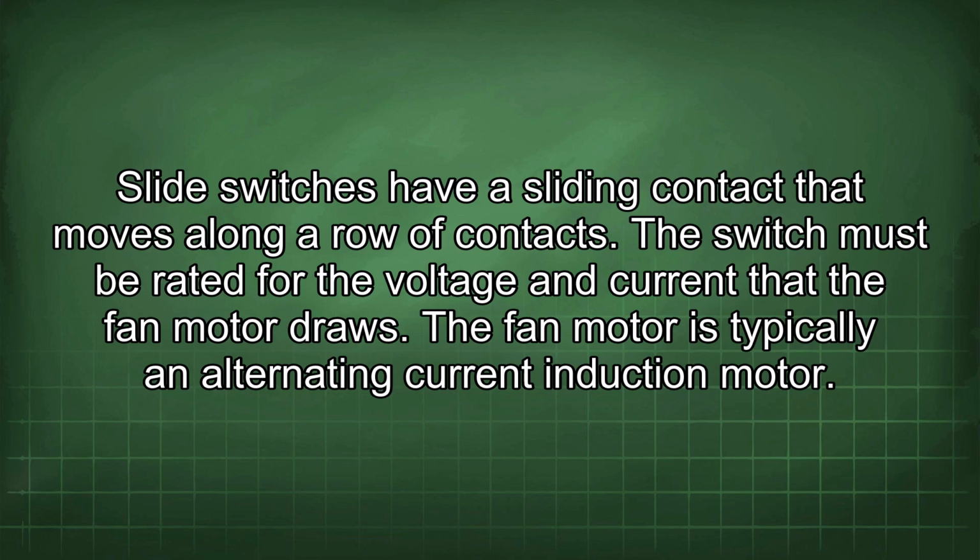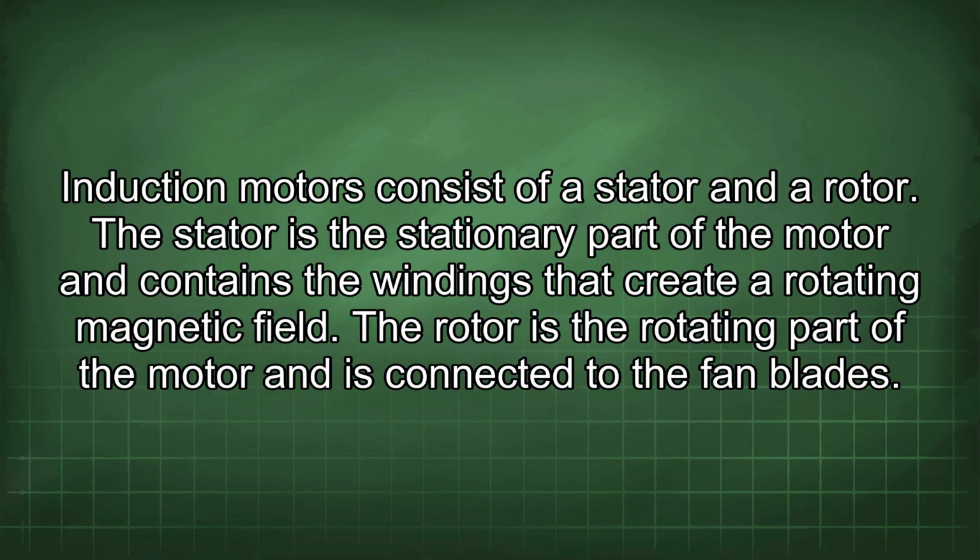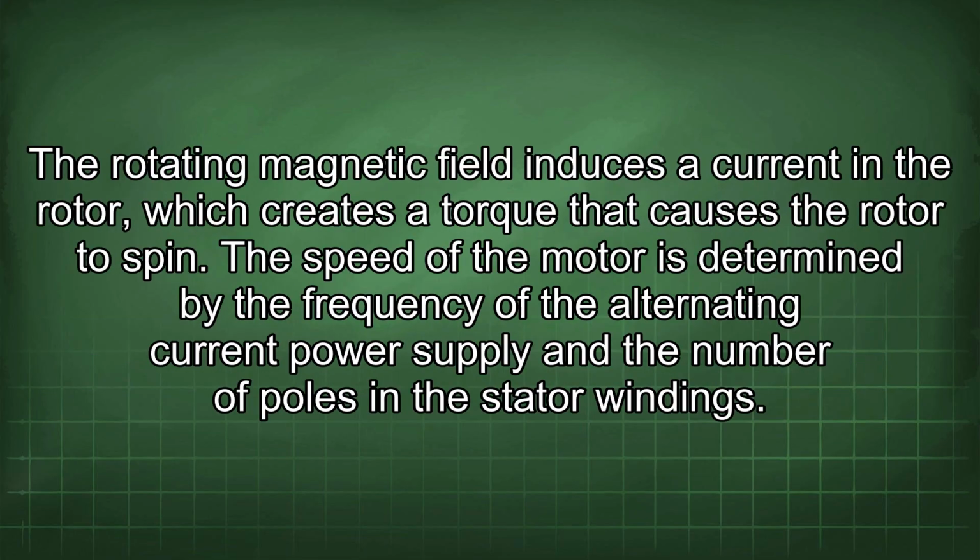The fan motor is typically an alternating current induction motor. Induction motors consist of a stator and a rotor. The stator is the stationary part of the motor and contains the windings that create a rotating magnetic field. The rotor is the rotating part of the motor and is connected to the fan blades. The rotating magnetic field induces a current in the rotor, which creates a torque that causes the rotor to spin. The speed of the motor is determined by the frequency of the alternating current power supply and the number of poles in the stator windings.